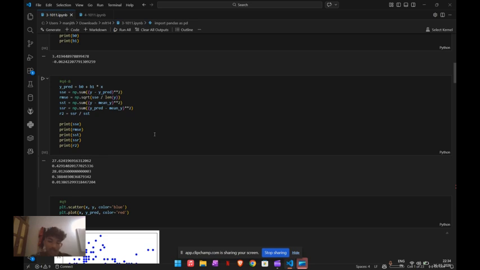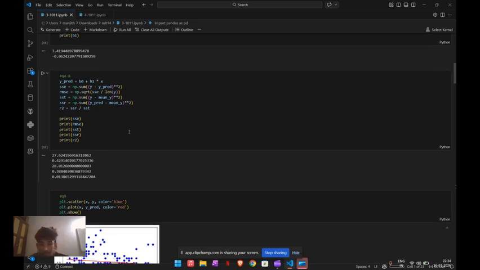So the eighth question is calculate R square score. The R squared value measures how well the regression model explains the data. It ranges between 0 and 1, where values closer to 1 indicate better model performance. A higher R square means the model explains most of the variability in the data.